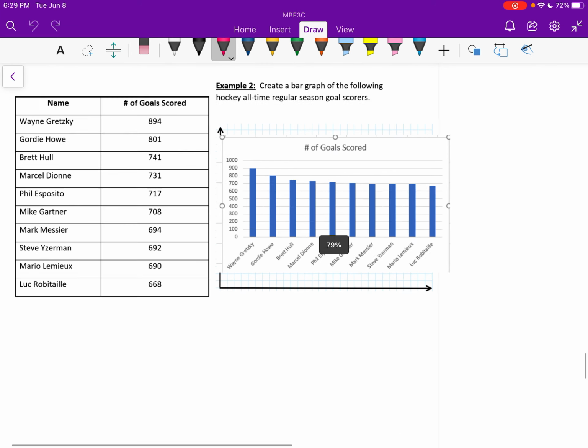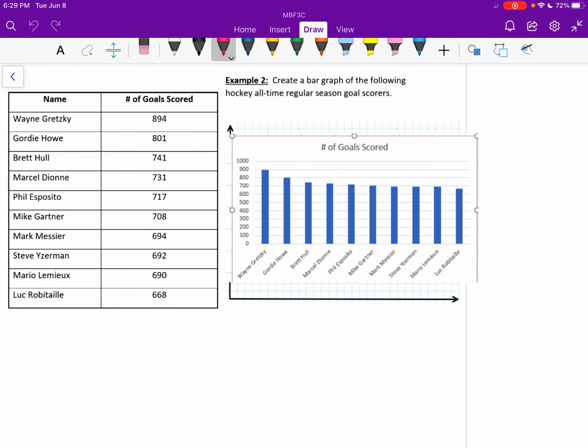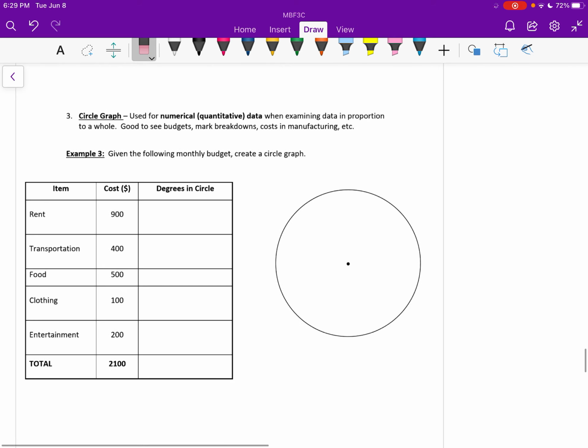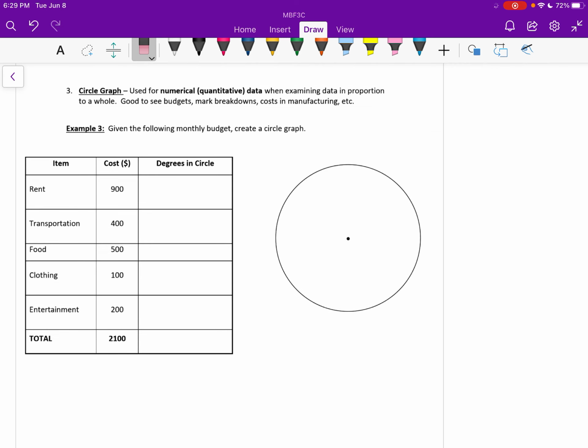So we can kind of go in and be like, okay, who scored the most goals? It's obviously Wayne Gretzky. And then we can go and look at the trends here and see, compare people to each other. Okay. Circle graphs are very similar, right? So when we do circle graphs, there's just a little bit extra that we need to do, in that we need to divide everything into degrees, right? So I'm just going to show you how to quickly do that as well.